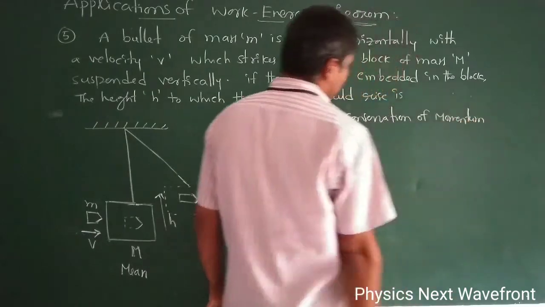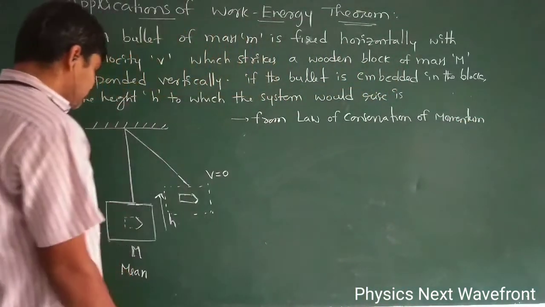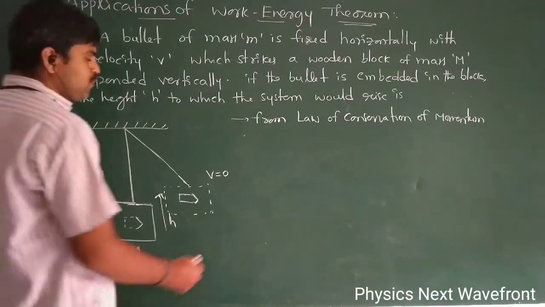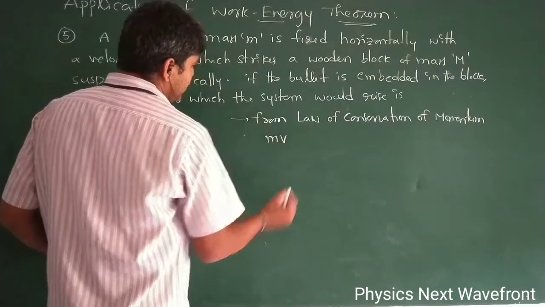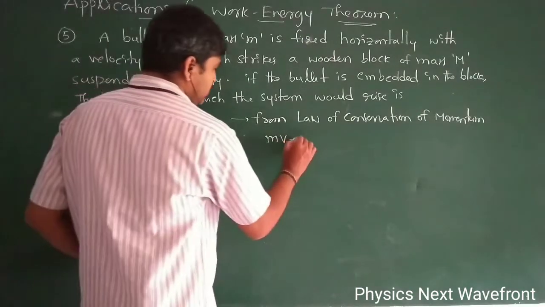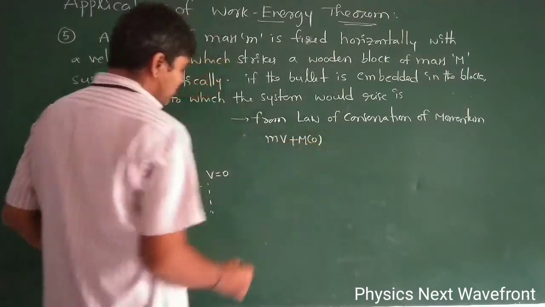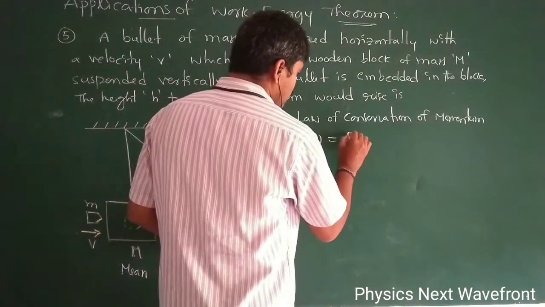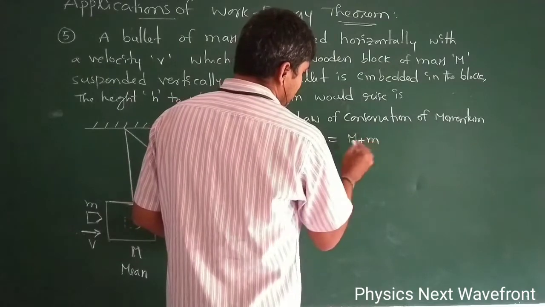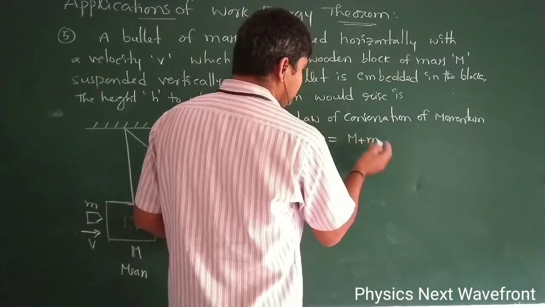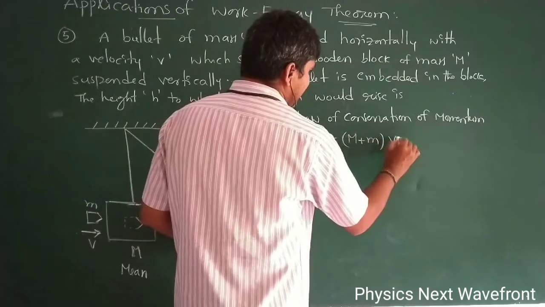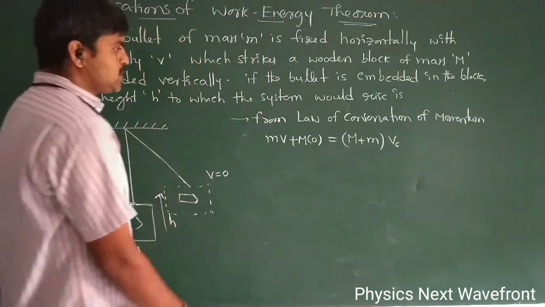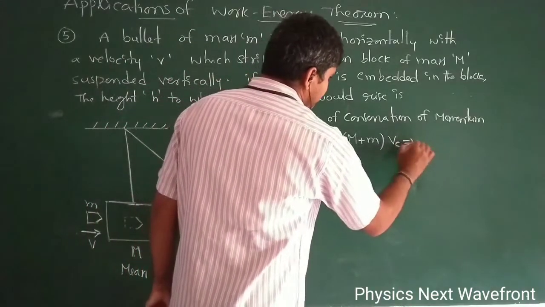From the law of conservation of linear momentum, before collision at this mean position, the momentum of the bullet is mv. The block's momentum is capital M into 0, because there is no velocity at this position. After collision, the total mass of the bullet-block system is M plus m, with a common velocity, suppose Vc.